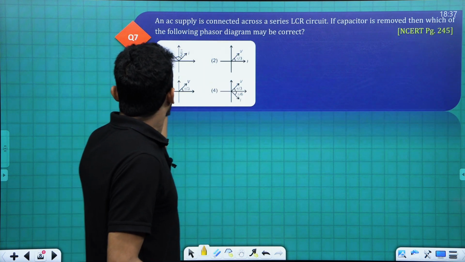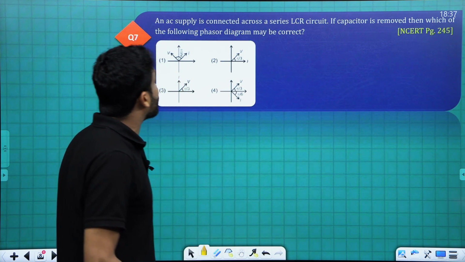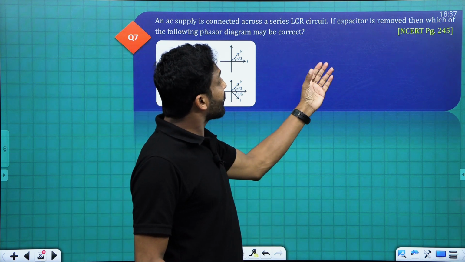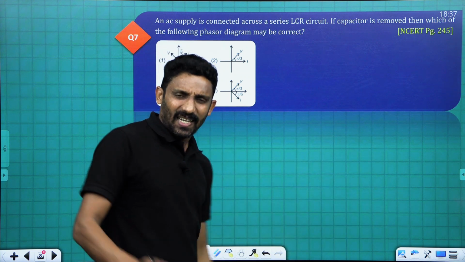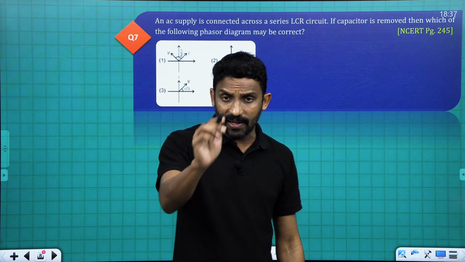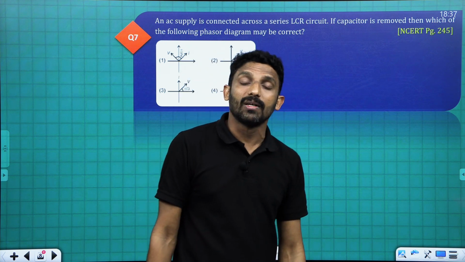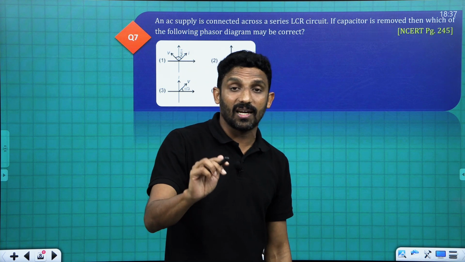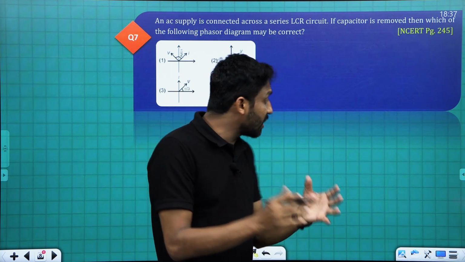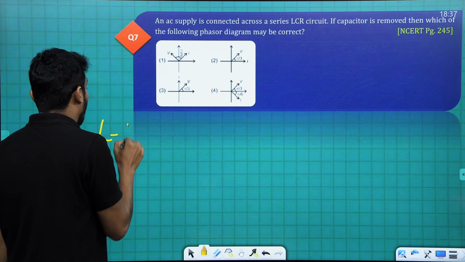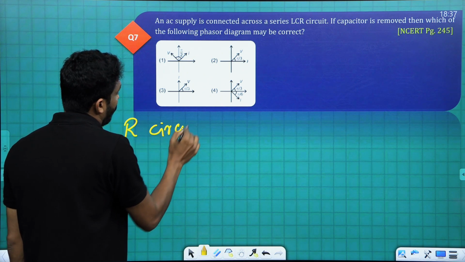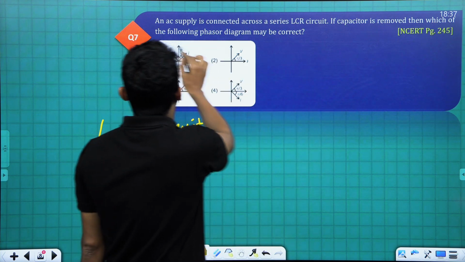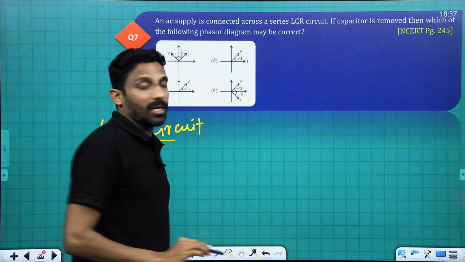The next one. An AC supply is connected across a series LCR circuit. Clear? If the capacitor is removed, there was a series LCR circuit initially and then the capacitor is removed. Then what remains there is an LR circuit, inductor and resistor. Okay, the remaining is LR circuit. Now, which of the following phasor diagrams may be correct?